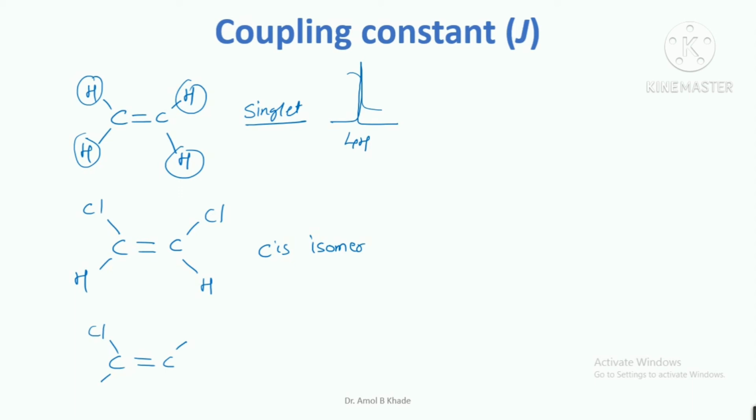Opposite to that, let's say one chlorine is here and another chlorine is on this side, and one proton is here and another proton is here. So these two are isomers of each other. They differ only in their structural arrangement, but their molecular formula is the same. So this is a trans isomer.